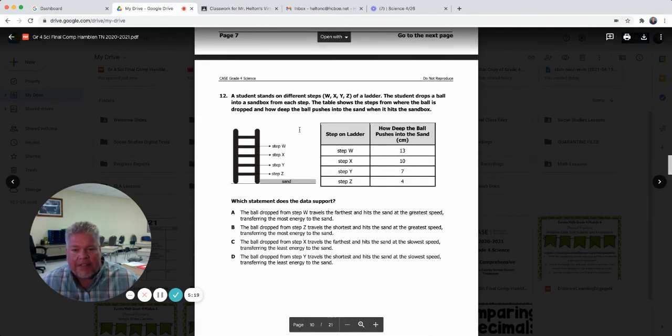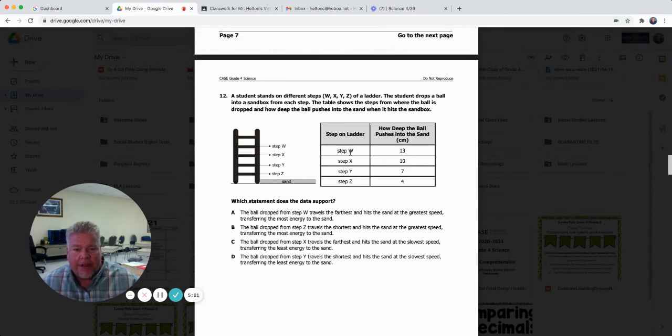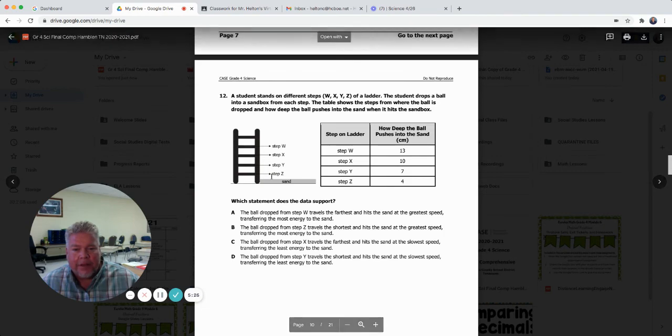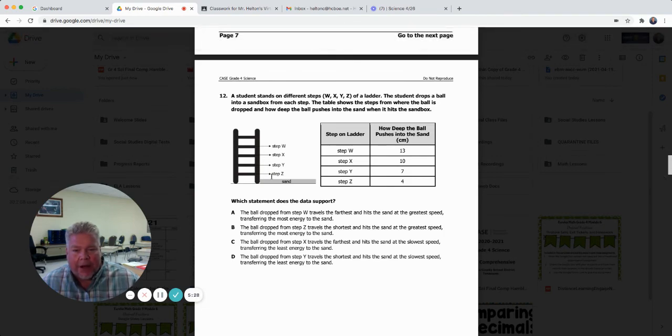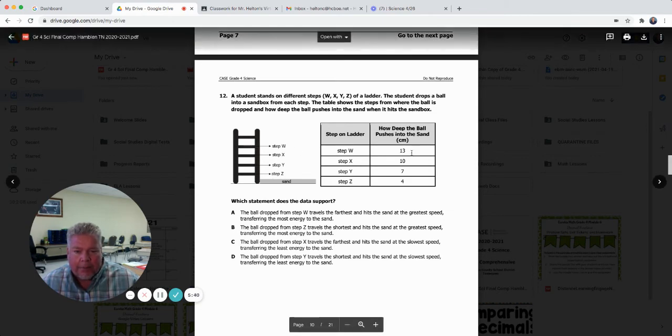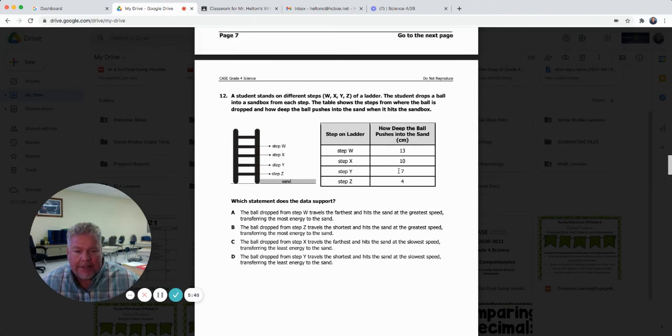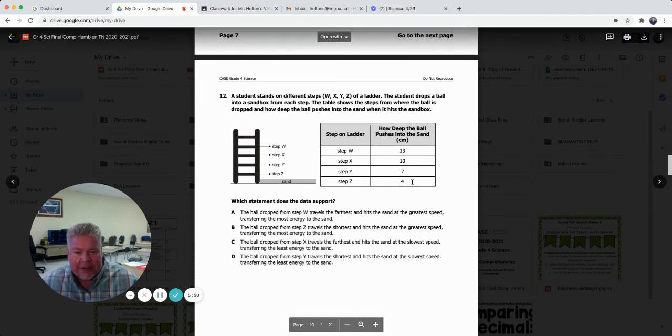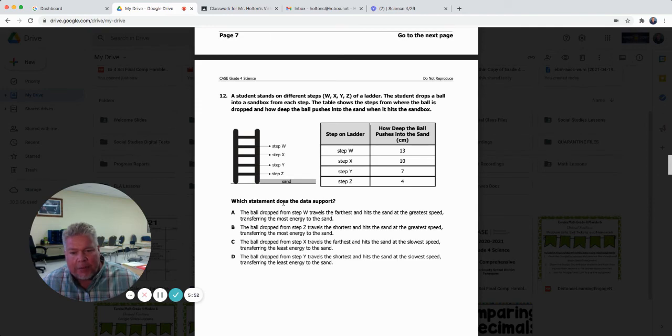A student stands on different steps, W, X, Y, and Z, of a ladder. There they are. The student drops a ball into a sandbox from each step. The table shows the steps from where the ball is dropped and how deep the ball pushes into the sand when it hits the sandbox. So from step W, higher up, it pushed further down into the sand. From step X, a little bit less, and so on. The lower you are, the less it would push down into the sand. So what statement does that data support?